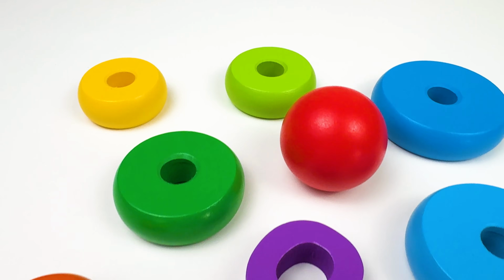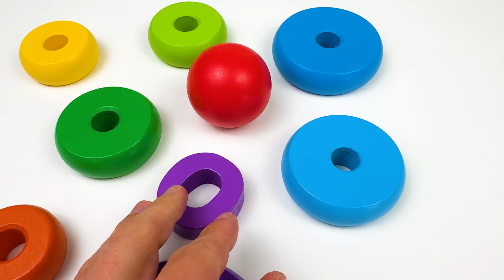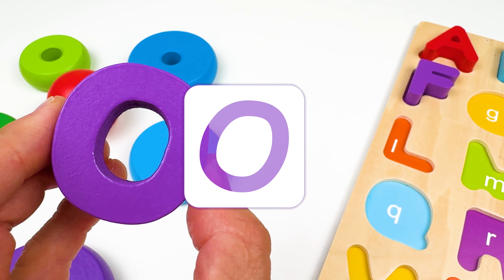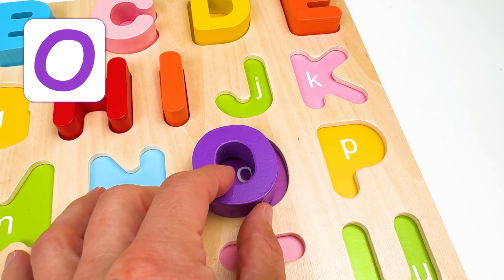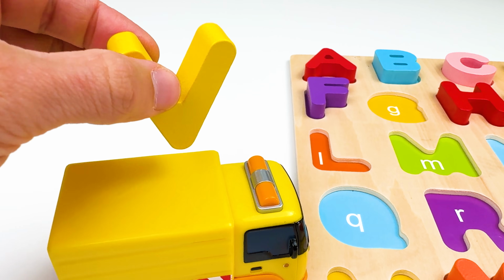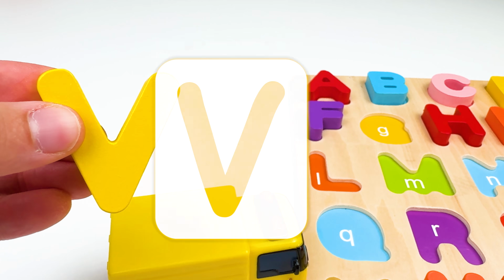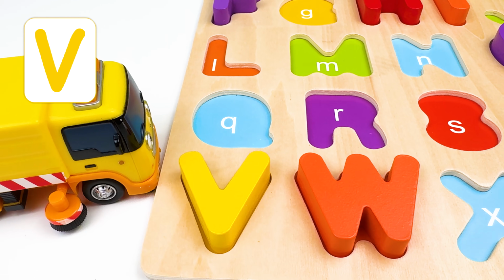Look at these shapes. Are one of them a letter? Yeah, this purple one is the letter O. O is for octopus. Let's put it right here. Wow, look at that truck. It has the letter V on top of it. V is for vehicle. Let's put it right before W.